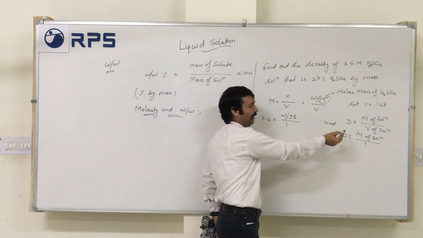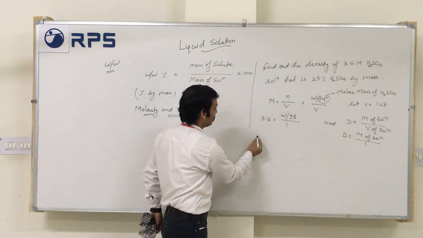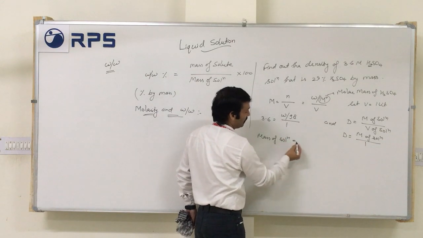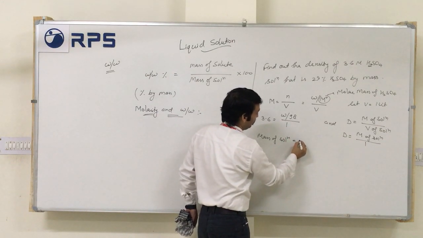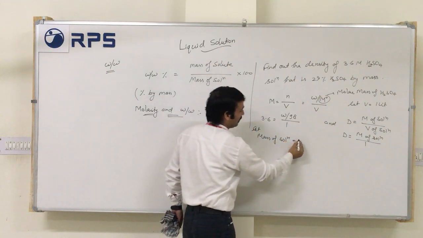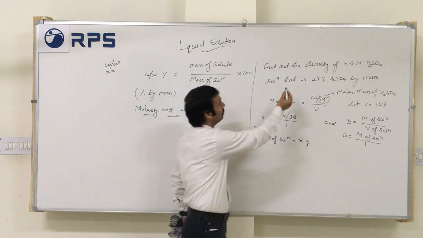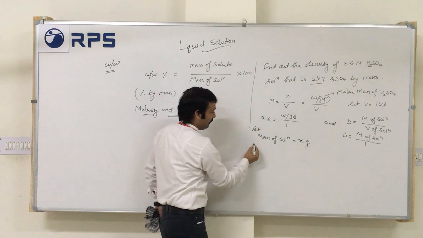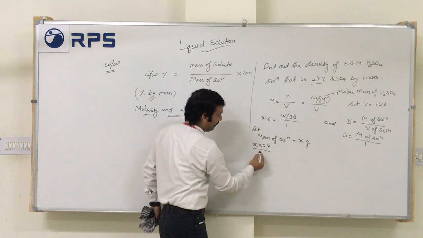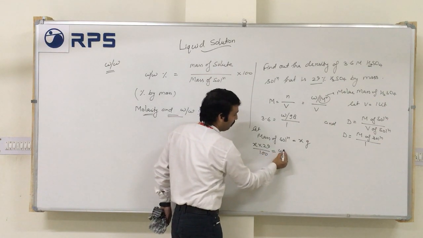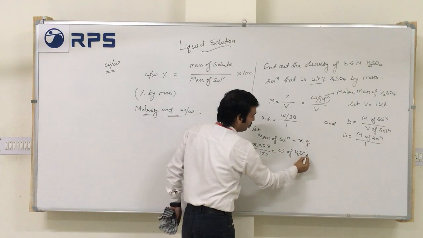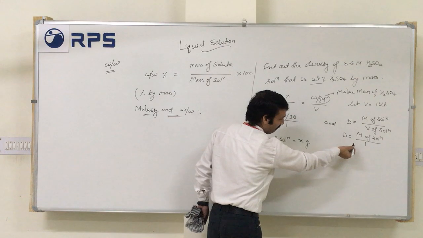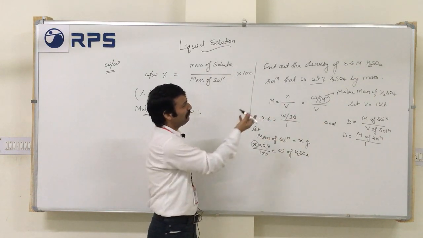If we know the mass of solution, we can find the density of the solution. So first we have to find the mass of solution. Let the mass of the solution be x gram, and according to the numerical, 29% H2SO4 by mass is present. So 29% of x should be equal to the weight or mass of H2SO4, and if we find x, then we put it in the density formula and we can calculate the density.